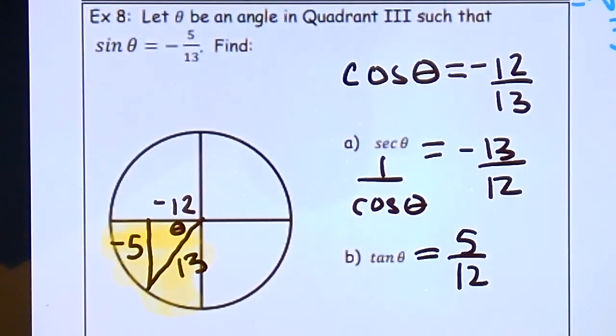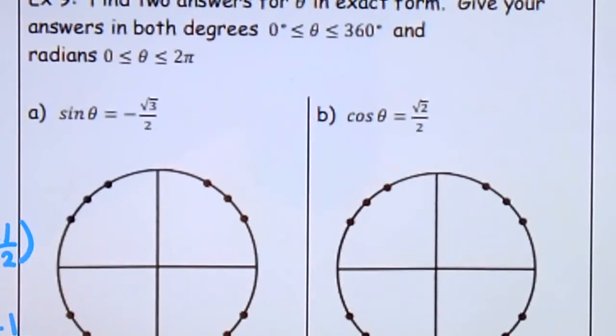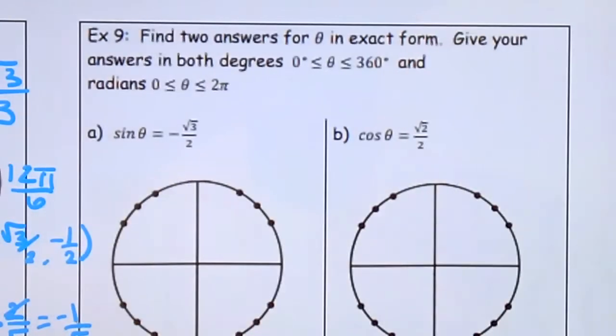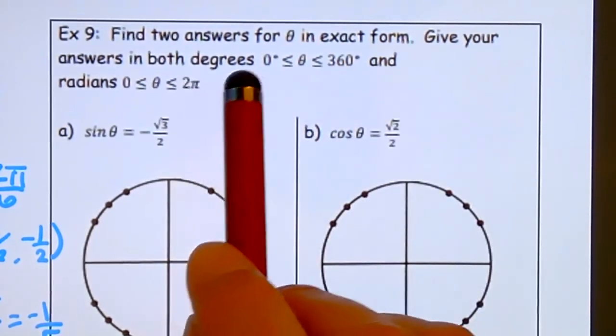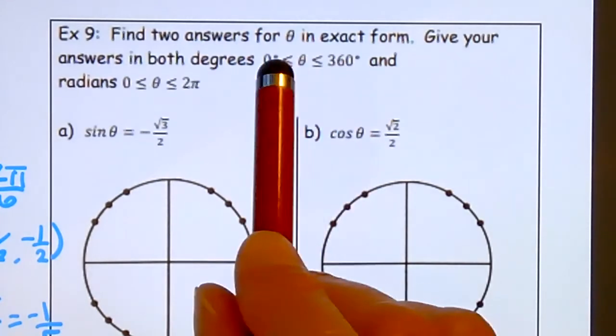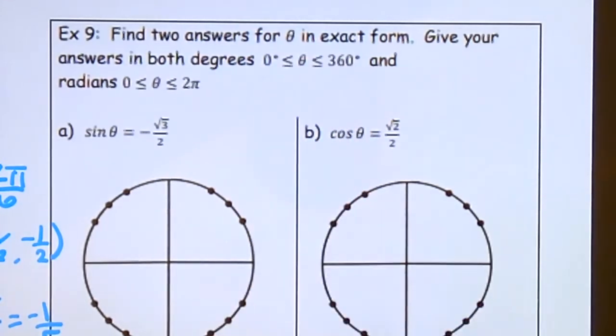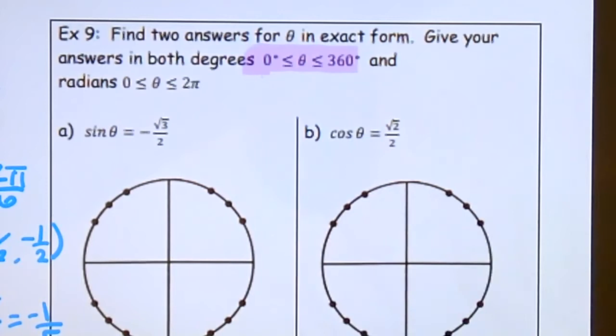Okay, so now let's go to the next page. So this next example, they want us to find 2 answers for theta in exact form, okay? And so we're trying to find the angle, and they want us to give 2 answers in degrees. That's what this is telling us here. So let me just highlight that. When they say this, it means they want it in degrees.